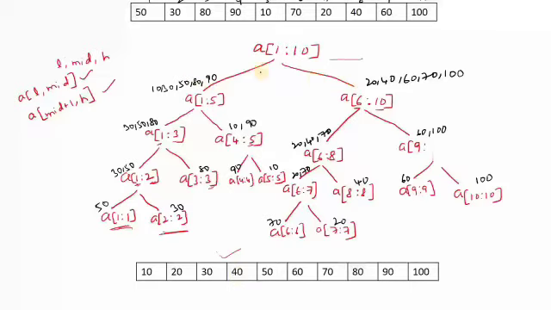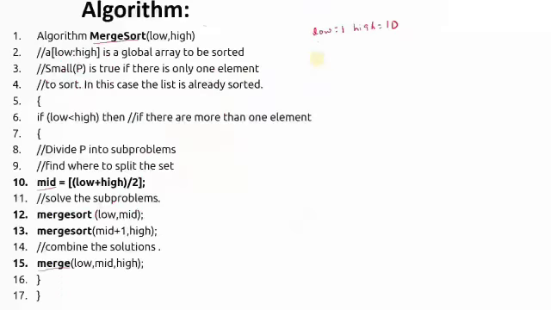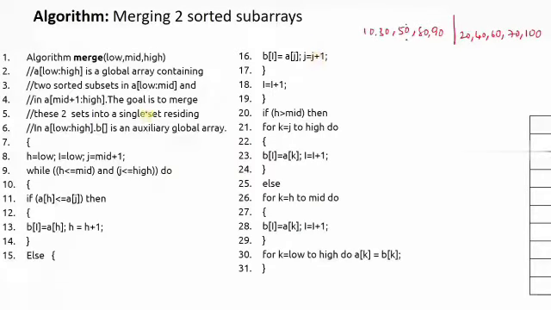So I am taking these two parts, that is this array is a sorted one, this array is a sorted one. So if I merge these two, how it will become, I'll explain with this. So I have written here 10, 30, 50, 80, 90 on one side, and 20, 40, 60, 70, 100 on the other side. Now we'll see this algorithm.